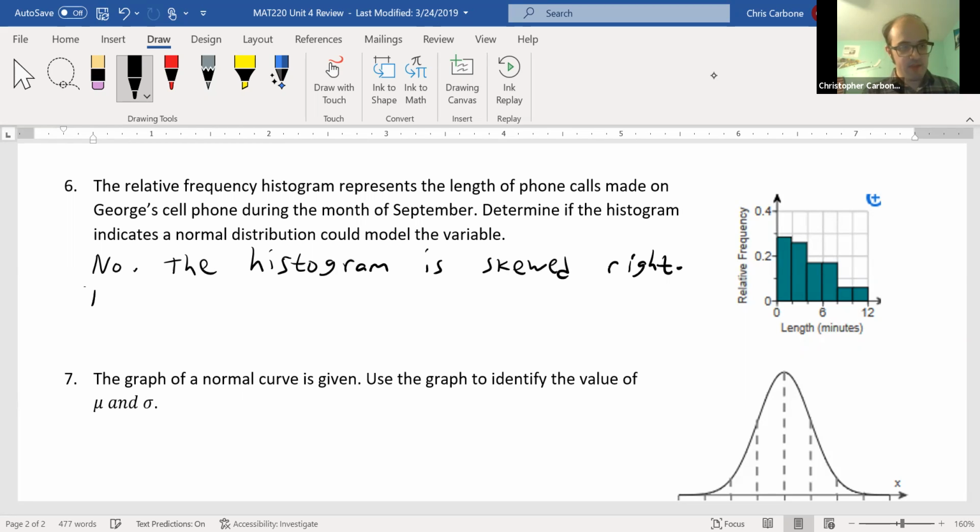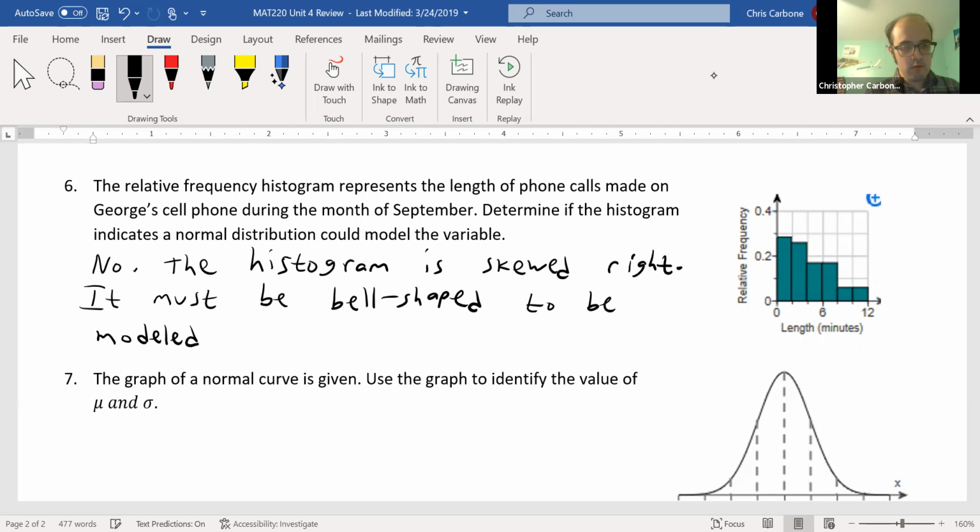It must be bell-shaped to be modeled by a normal distribution.